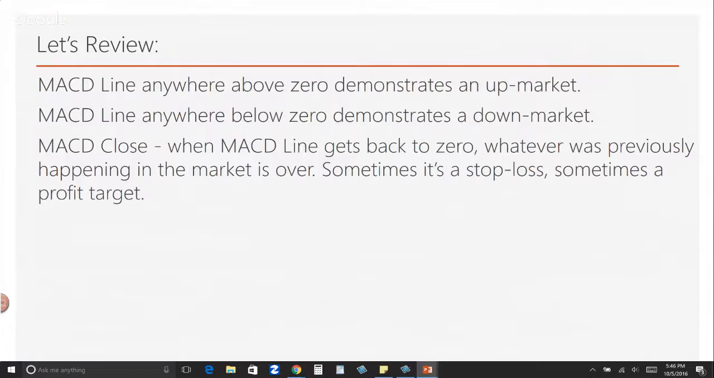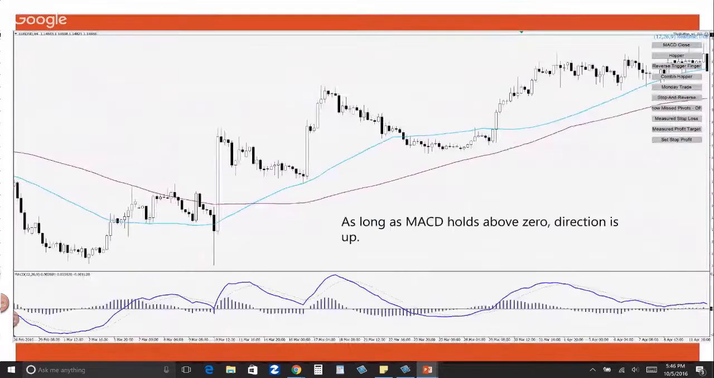Sometimes it's a stop loss and sometimes it's a profit target, but it has a lot of meaning when the MACD gets back to zero, and it's telling you that whatever was previously happening, that is done, and now it's time to do something new. Here are some examples of that. As long as the MACD holds above zero, direction is up.